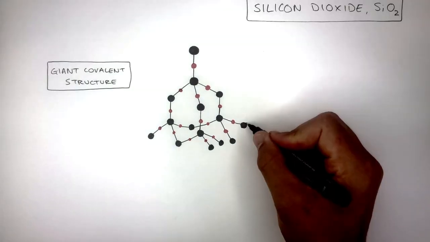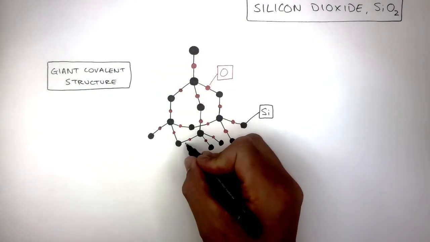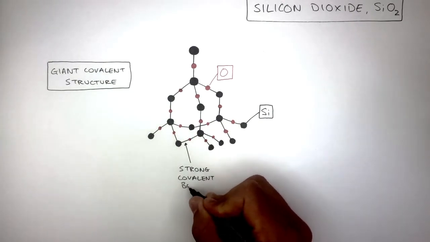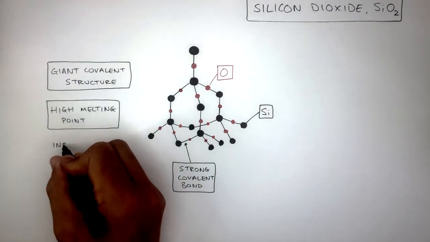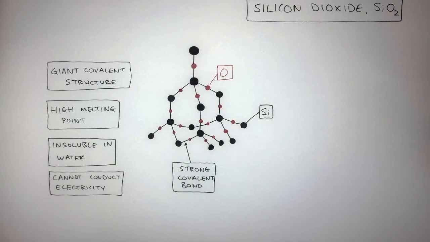This black circle represents silicon, the red circle represents oxygen, and the line in between the circles represents a strong covalent bond. As silicon dioxide has a similar structure to diamond, silicon dioxide has similar properties, such as a high melting point, insoluble in water, and cannot conduct electricity.